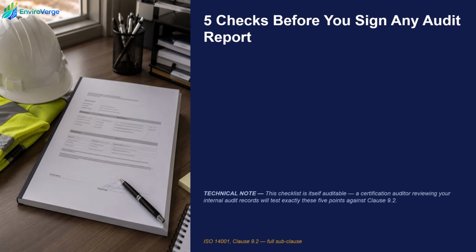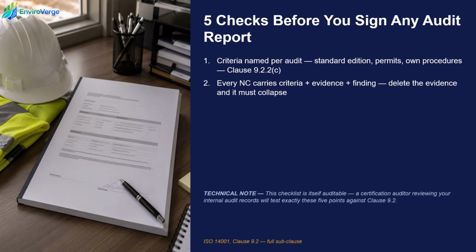Before you sign any audit report, 5 checks. 1. Criteria named for this audit. Standard edition, permits, own procedures. That's 9.2.2c. 2. Every nonconformity carries criteria, evidence, and finding. Delete the evidence, and it must collapse. 3. At least one vertical trail followed end to end. Waste, discharge, or training to competence.